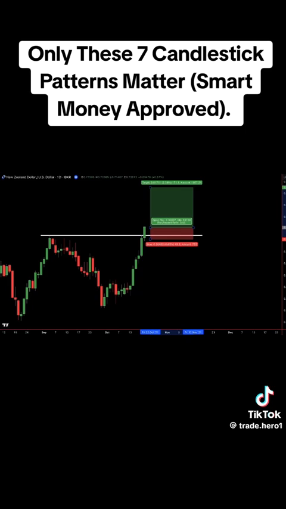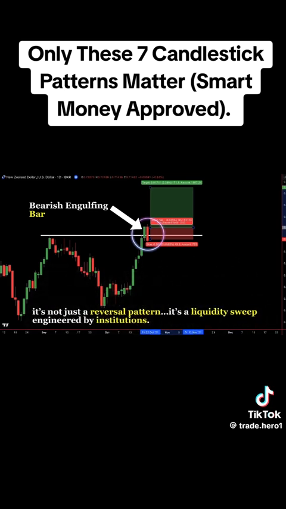But watch what happens next. Right after the breakout, the market prints a strong bearish candle that completely engulfs the bullish breakout candle. This is your bearish engulfing bar, and it's not just a reversal pattern. It's a liquidity sweep engineered by institutions.